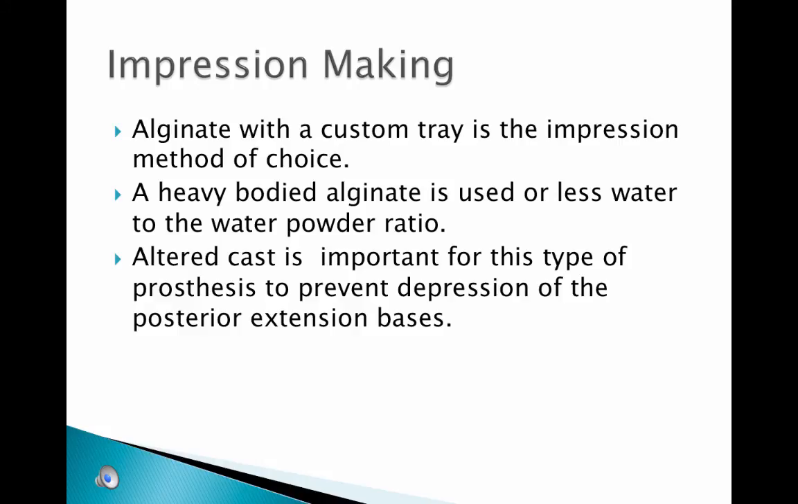Also, what is very important is that an altered cast procedure be done in the distal extension area. This will help prevent depression of that posterior extension base and prevent rotation around the fulcrum when the partial is in function.